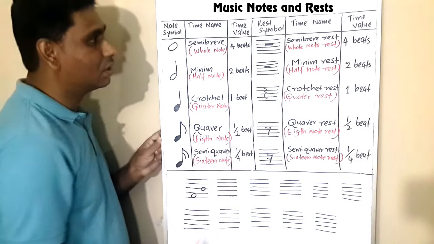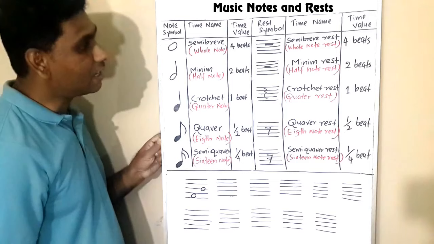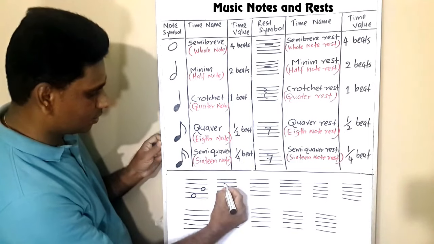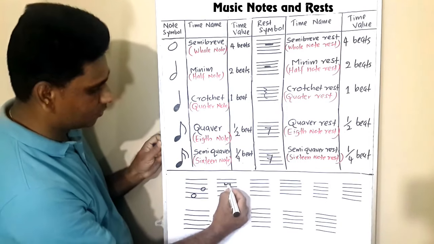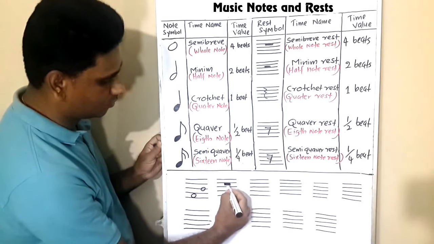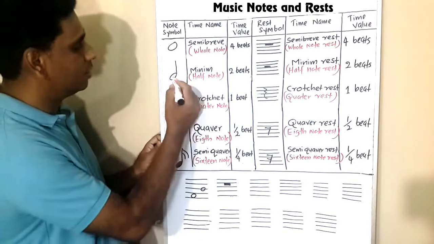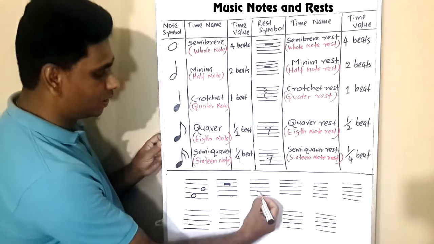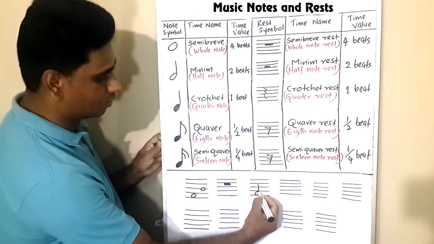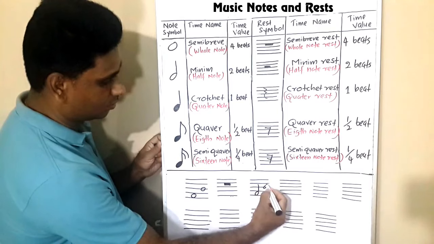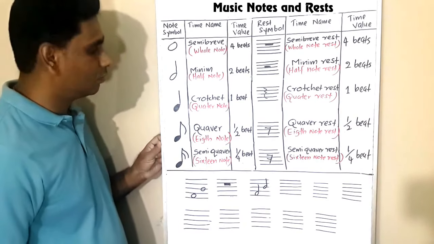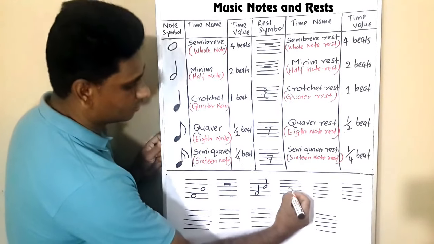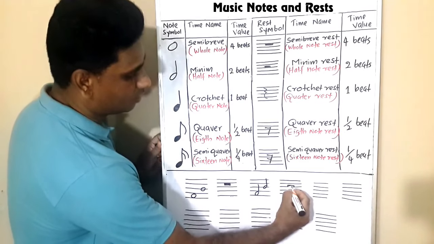Now we are going to learn the semibreve rest. It is hanging on the fourth line. It is a colored rectangle box. It should be like this. Right. Second music note is minim. Minim can be written either in a space or on a line. This is the minim rest. It is on the third line. A rectangle colored box.